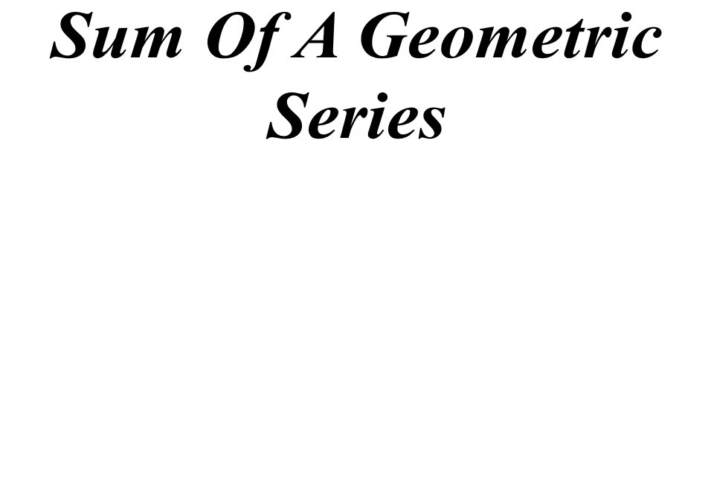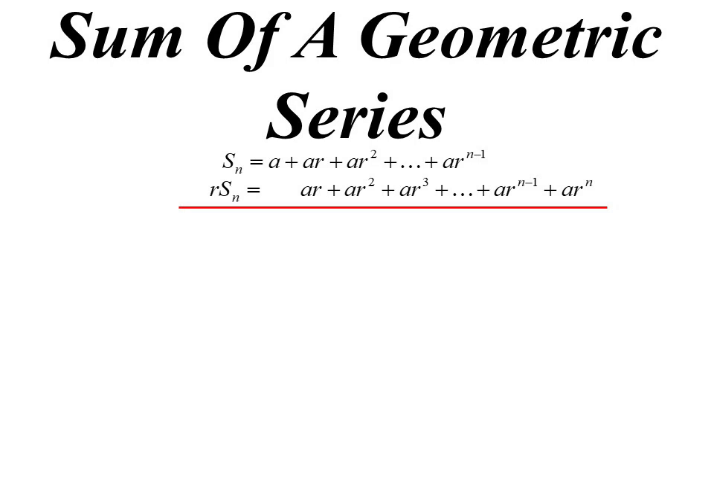How about a geometric series then? Let's try and create a formula for that one. So again, we're adding up all the terms: a plus ar plus ar squared, all the way up to ar to the n minus 1. I'm going to rewrite it, but this time I'm going to multiply every term by r. And I've deliberately shifted them across so we can see why I've done that.